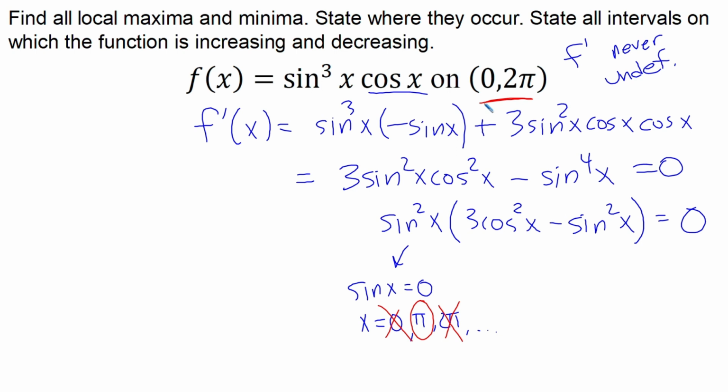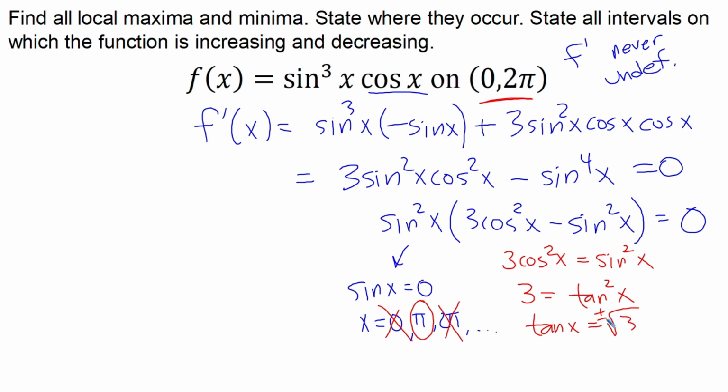The 3 cosine squared x minus sine squared x is a little more difficult to deal with. If we set that equal to 0 and then add sine squared to each side, we get 3 cosine squared x equals sine squared x, or 3 equals tangent squared x, if I divide both sides by cosine squared. Well, that tells me that tangent x equals root 3. And actually not just root 3, but plus or minus root 3. And don't forget the plus or minus when you square root. So there are multiple times between 0 and 2 pi when tangent is equal to positive or negative root 3.